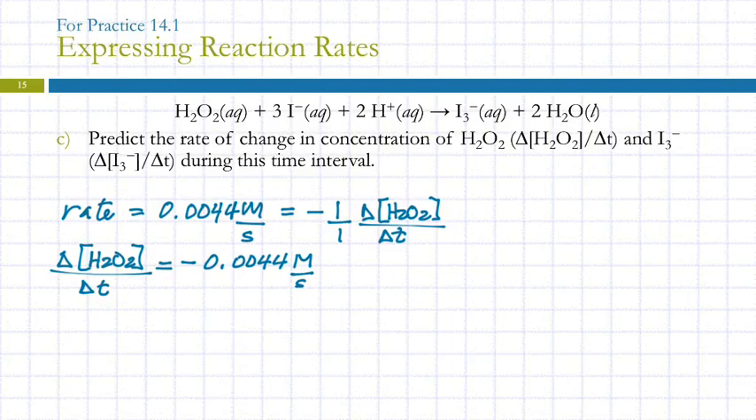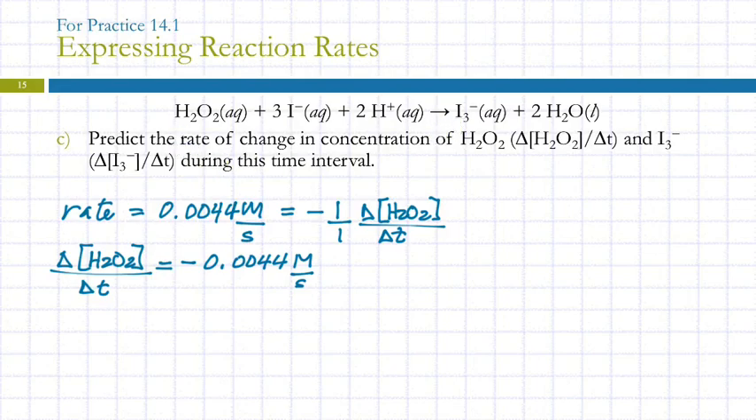And what about the I3 minus? Do we really need to write all of this out for that? This has the same coefficient as H2O2. Both of them are 1. Anything with a coefficient of 1, its rate of change is going to be equal to the rate of the reaction because it's not modulated by a fraction. So what's different about the I3 minus rate of change compared to the H2O2?